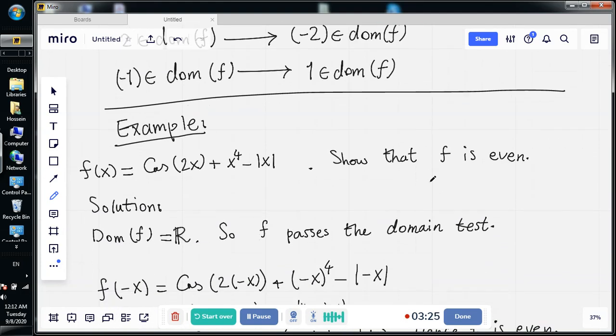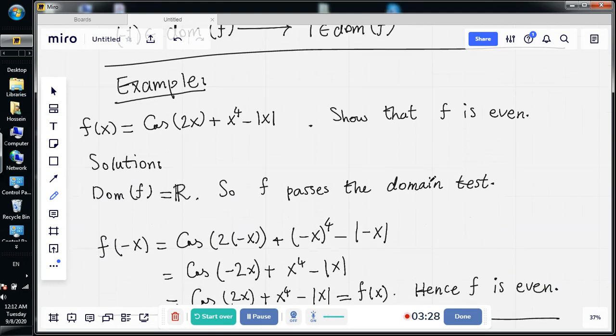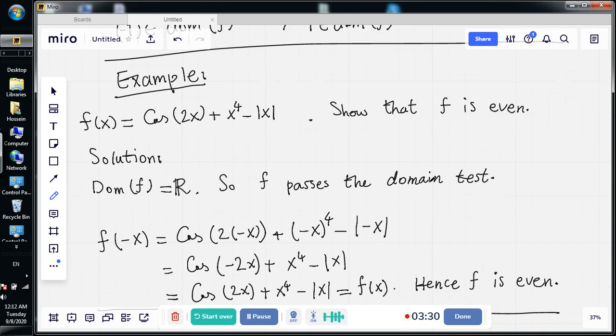Okay, let's work on more subtle examples. Assume f of x is equal to cosine 2x plus x to the 4 minus absolute value of x. Show that f is an even function.